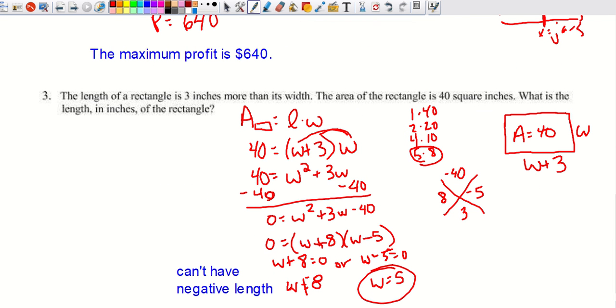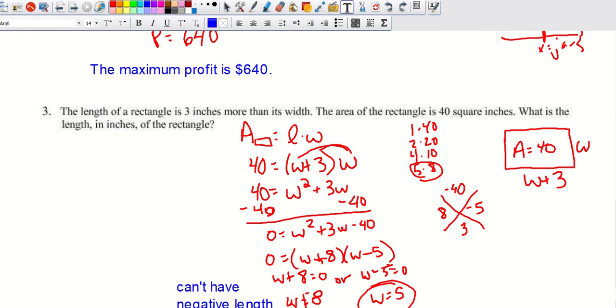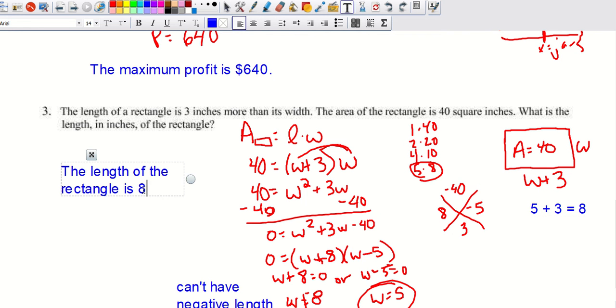All right. So it asks about the length. That's all we have to answer. So we say the length of the rectangle is, and we know that this is basically just going to be 5 plus 3, which is 8. And so that's going to be the length of our rectangle. All right. And it's inches. And there's our answer.